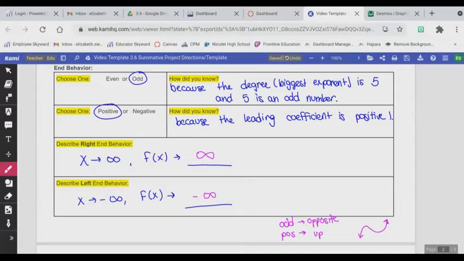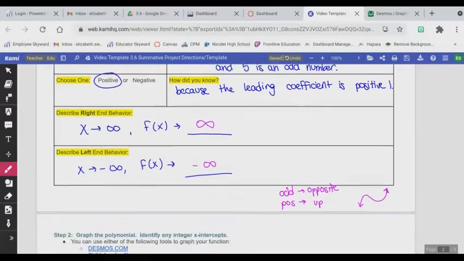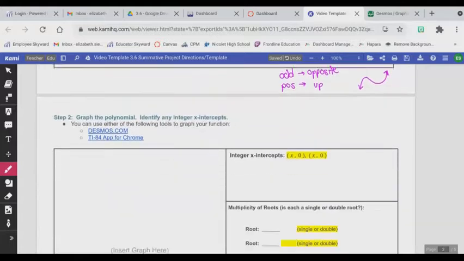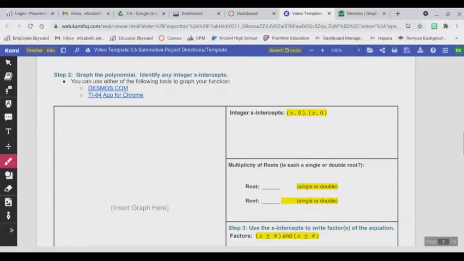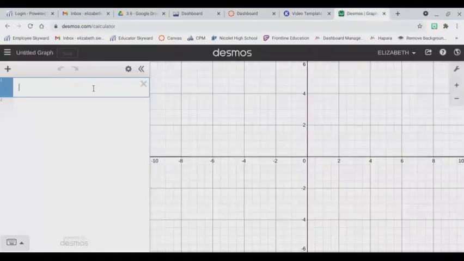All right. From here then, I'm going to move on to part 2, which is graphing our polynomial and identifying any of the integer x-intercepts that I can find. So I'm going to use Desmos to graph my function. I'm just going to open a new tab and type in the function exactly as I was given.